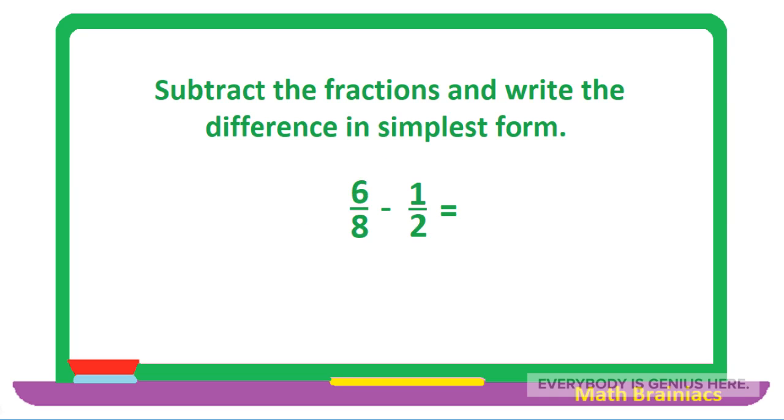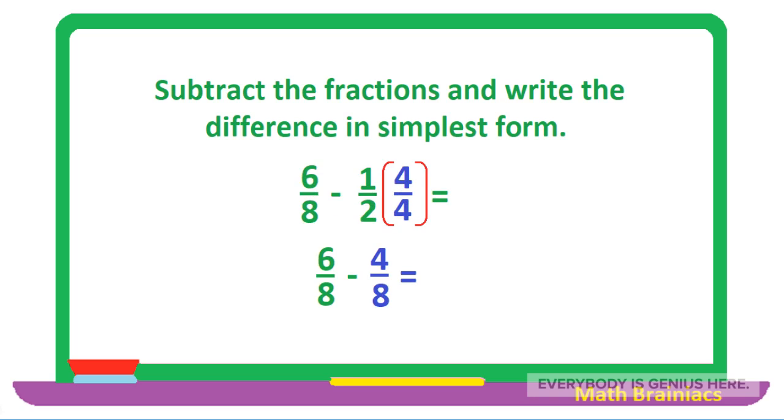Let us work on another example so that you can understand the lesson well. Subtract the fractions and write the difference in simplest form. 6/8 minus 1/2. The factors of 8 are 2 and 4, so we are going to multiply the second fraction by 4/4 so that we can make the denominators the same. Accordingly, it will give us 1/2 times 4/4. 1 times 4 will give us 4 and 2 times 4 will give us 8. Therefore, we have made the denominators exactly the same.